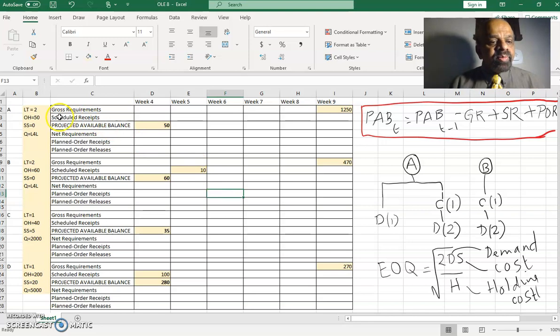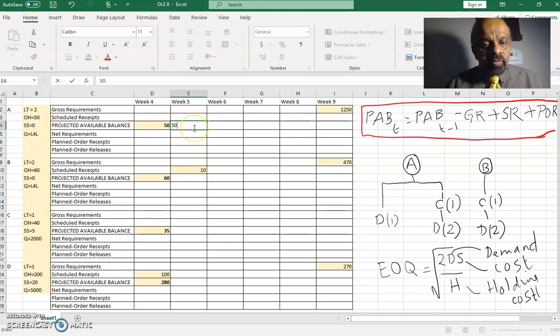So let's start with part A. Part A, we have 50 in week 4. If you apply this equation, there is no gross requirement, no scheduled receipt, and no planned order receipt, so it's going to be the same, which is 50. For weeks 6, 7 and 8, it's going to be the same. Now, in week 9, we need to buy something because we have some requirements: 1,250 A's that we need to get.